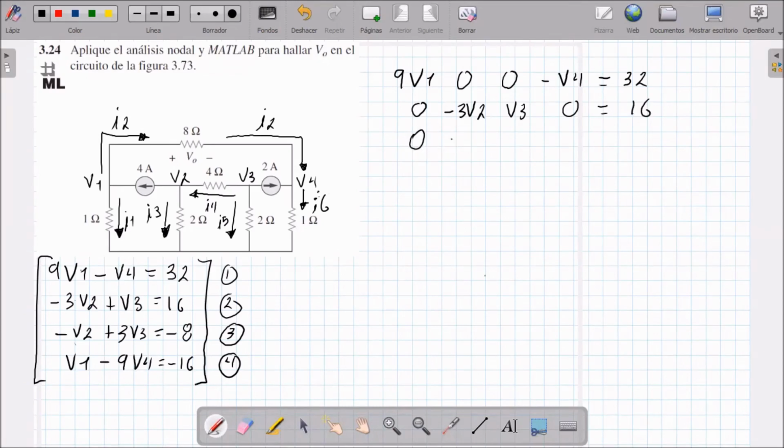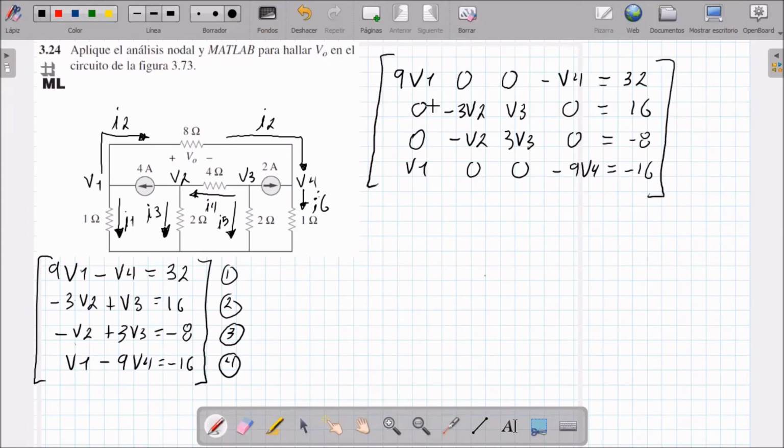The next one also in B1 there is nothing, it would be 0. The other one would be minus B2, the other one would be 3B3, and the last one would be 0, so it's equal to negative 8. Lastly, it would be B1, 0 for B2, 0 for B3, minus 9 for B4, equal to minus 16. I have 4 equations with 4 unknowns, already previously marked.